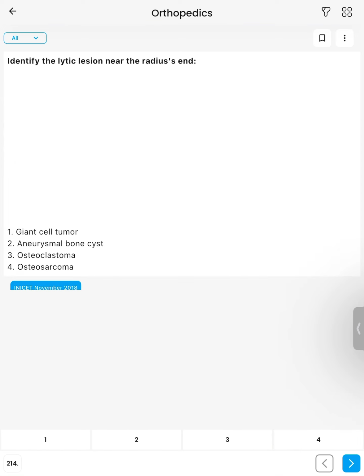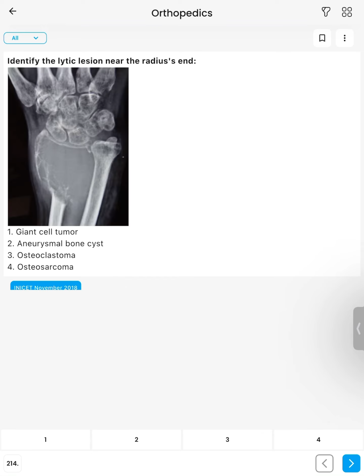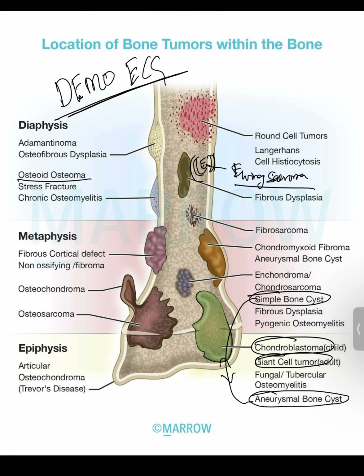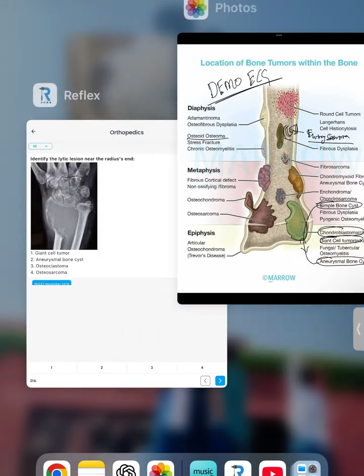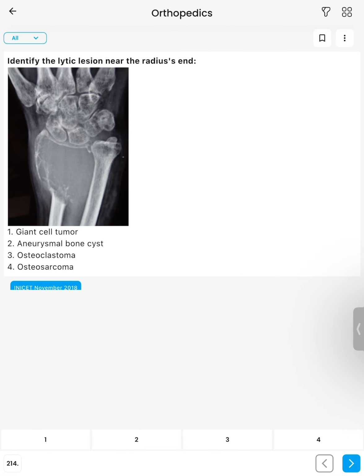Identify the lytic lesion near the radius end. For this you have to remember the mnemonic DEMO ECG. Diaphysis will contain mainly Ewing sarcoma; metaphysis, osteochondroma, osteosarcoma, and simple bone cyst; epiphysis contains chondroblastoma and giant cell tumor. So mainly giant cell tumor.